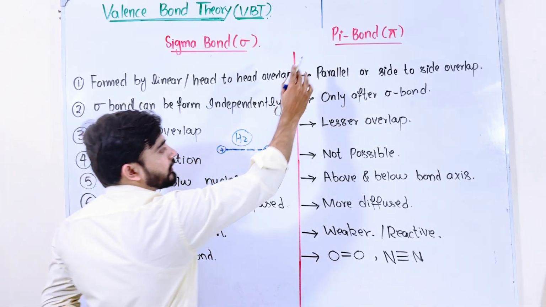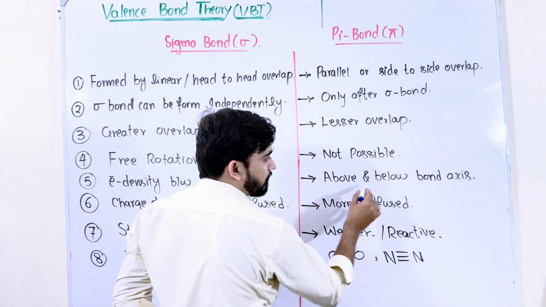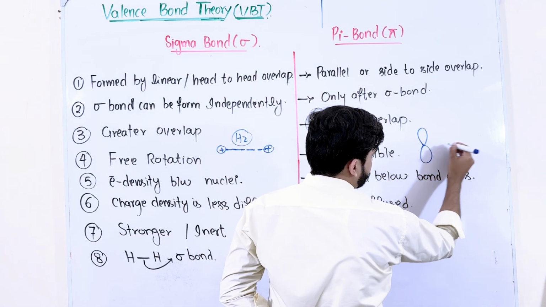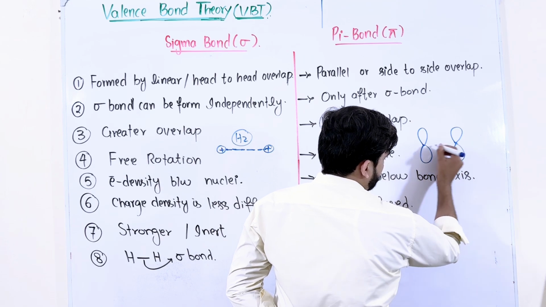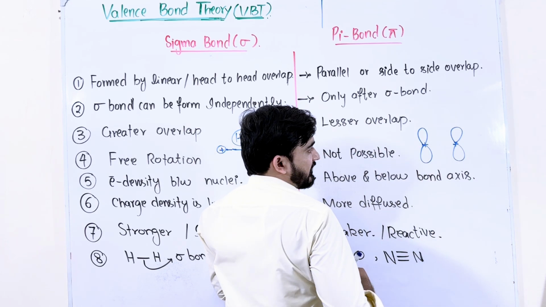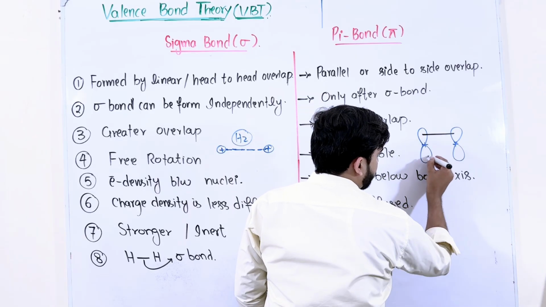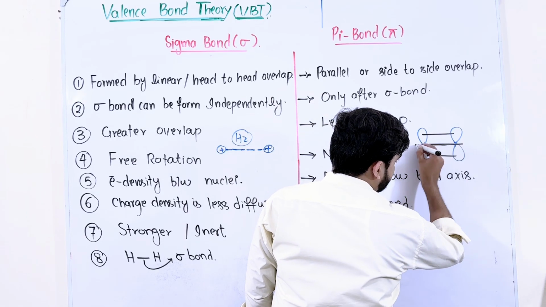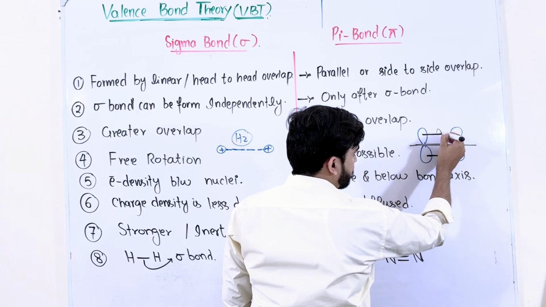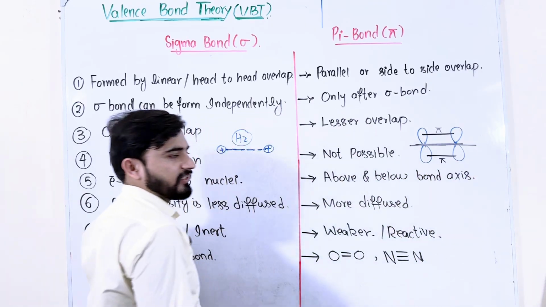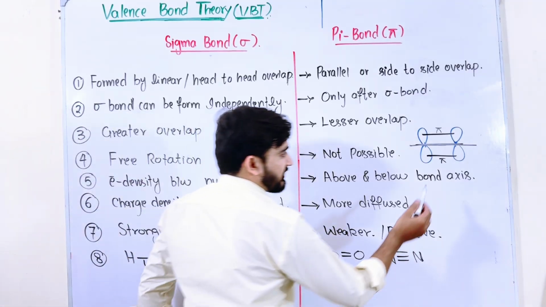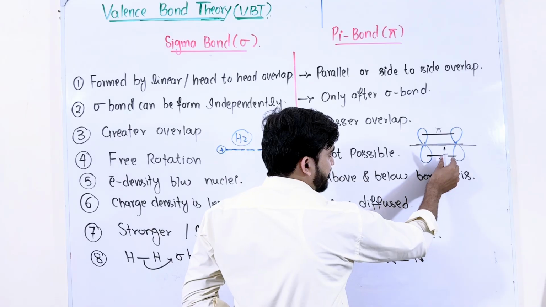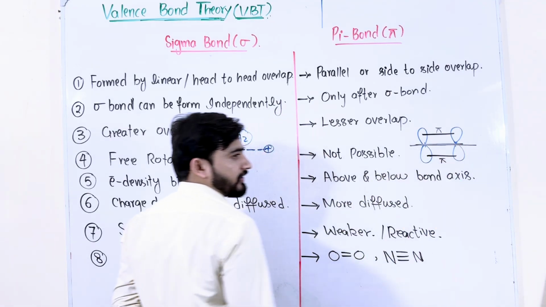But in case of pi bond, the electronic density lies above and below the bond axis. Something like in case of oxygen molecule. These are the nuclei, but the electronic density lies above and below the plane. That's why it is a weak bond, because its electronic density is divided into two parts. And the second thing is this electronic density is much further away from the nuclear axis.